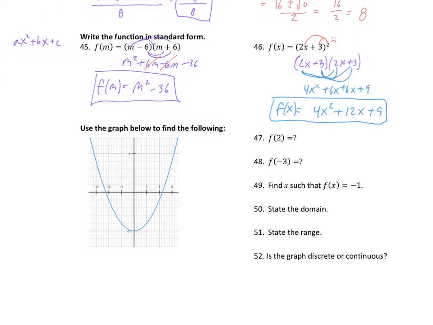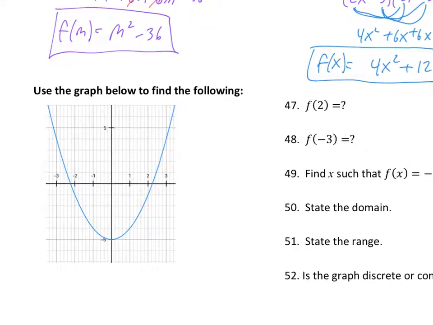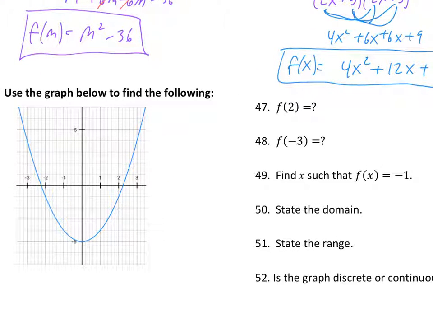And let's see what else we got here. Alright, so use the graph below to find the following. F of 2. So normally inside the parentheses we have the x value, so that means they're telling me that x is 2. So if they're giving me x, that means they want to know what y is. So I go where x is 2, draw a vertical line until I hit the graph, and then I go horizontal from there. Looks like y was at negative 1. So f of 2 equals negative 1.